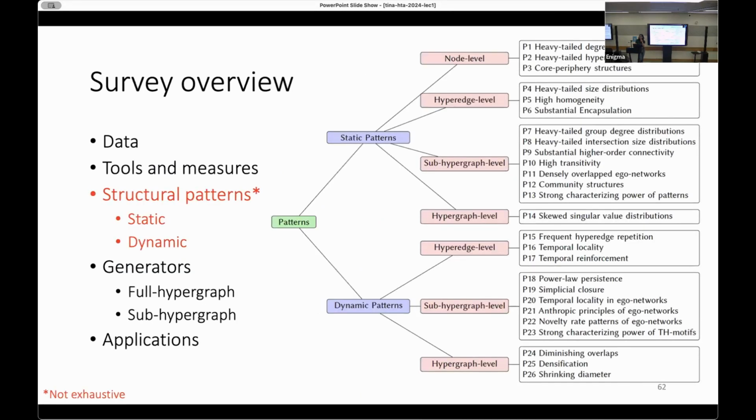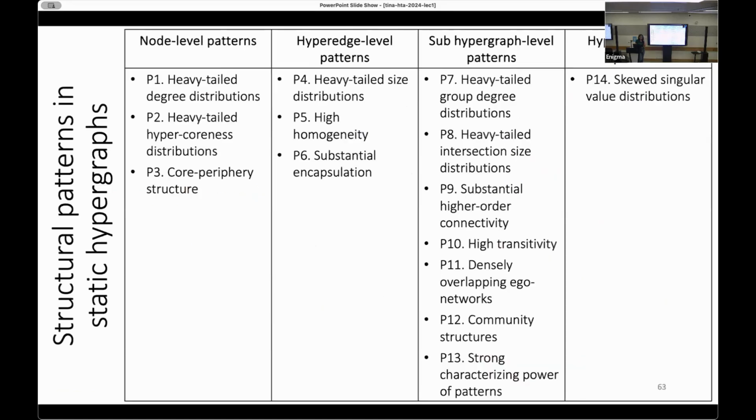And then we looked at the patterns that people have found. We have references to all of these. We looked at both static and dynamic patterns that people have shown. Again, this is not an exhaustive list. So for the static level, for example, we know that real world hypergraphs have heavy-tailed degree distribution. They have heavy-tailed hypercoreness. They have core periphery structure. At the hyper edge level, they have heavy-tailed size distribution. So you have a lot of hyper edges that don't have many nodes in them, and then you have few hyper edges that have lots of nodes in them.